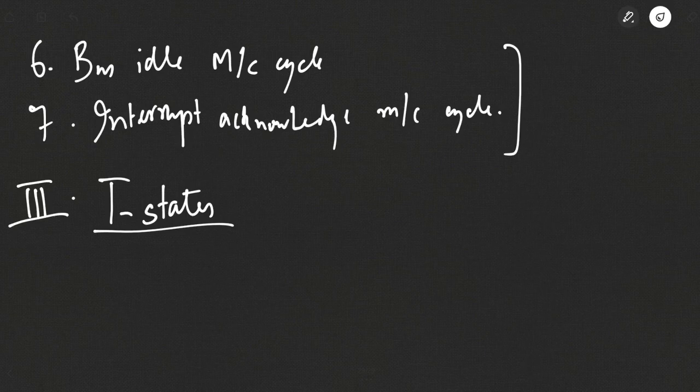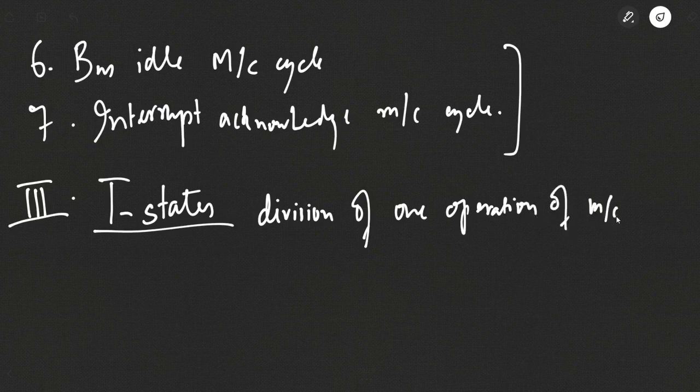Now a T state is defined as a division of one of the operations of the machine cycle. Each machine cycle takes an integral number of T states, that is, an integral number of clock cycles, to complete. One clock cycle is 0.32 microseconds. So the time one operation of a machine cycle takes is referred to as the T state. It is one subdivision of the machine cycle, and this T state is synchronized with the clock of the microprocessor.